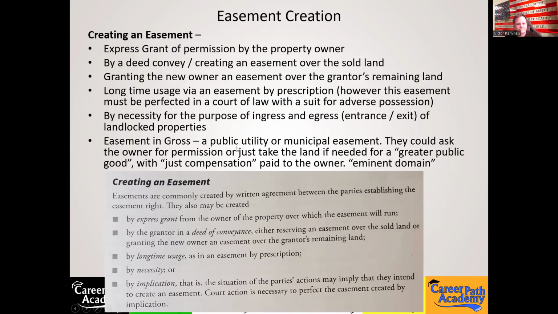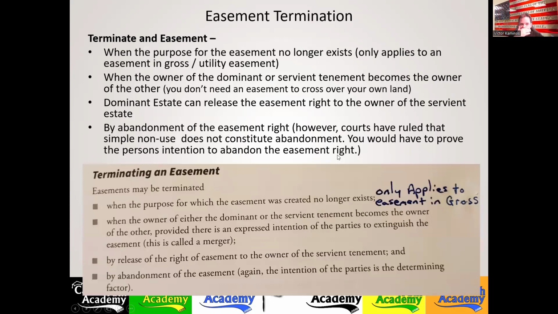That's interesting. All right, the ways to terminate an easement is when the purpose for the easement no longer exists, but that only applies to the easement in gross, when it's no longer needed. When the owner of the dominant or servient tenement becomes the owner of the other, because you don't need permission, you don't need an easement to cross over your own land. So if you buy your neighbor's property where there was the easement, it goes away. The dominant estate can release the easement right to the owner of the servient, or by abandonment.